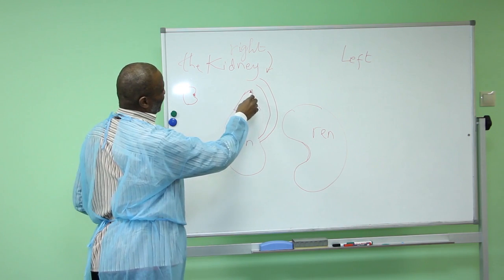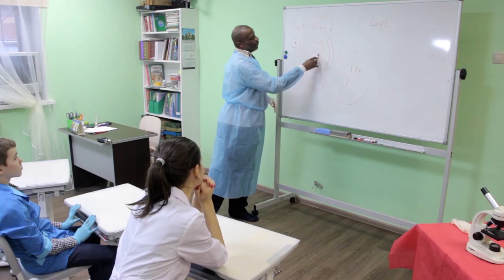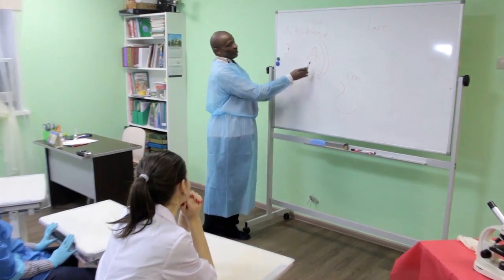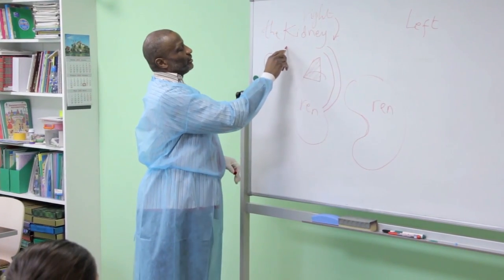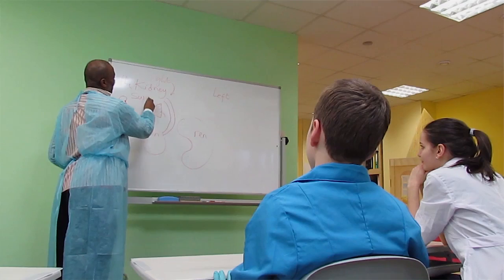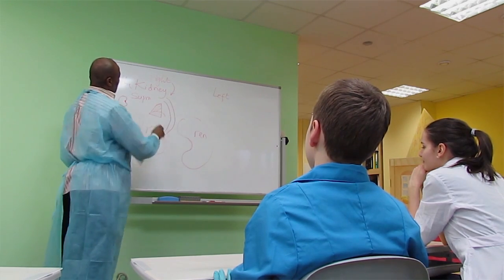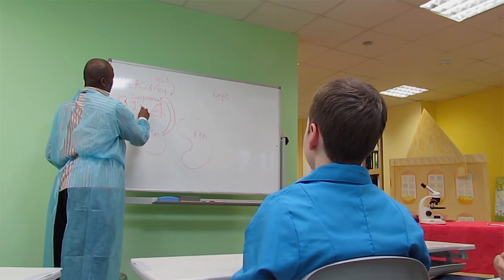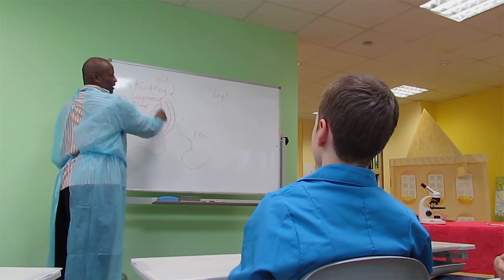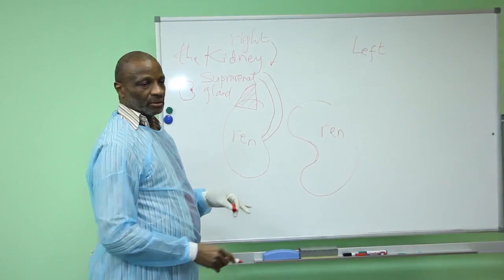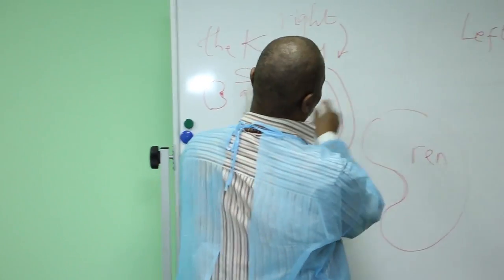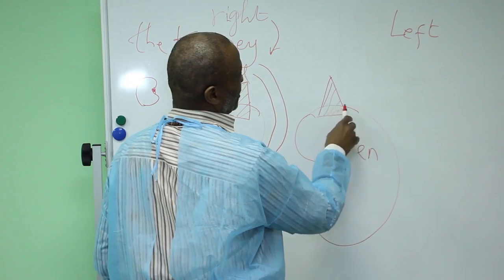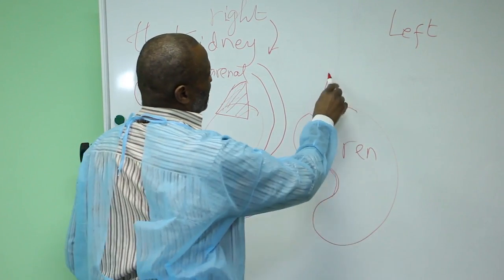On top of the ren, there are some glands. They are called supra, which means on top, renal glands. They are just triangular shaped, like a triangle. And we have another one just like that. Pretty simple.